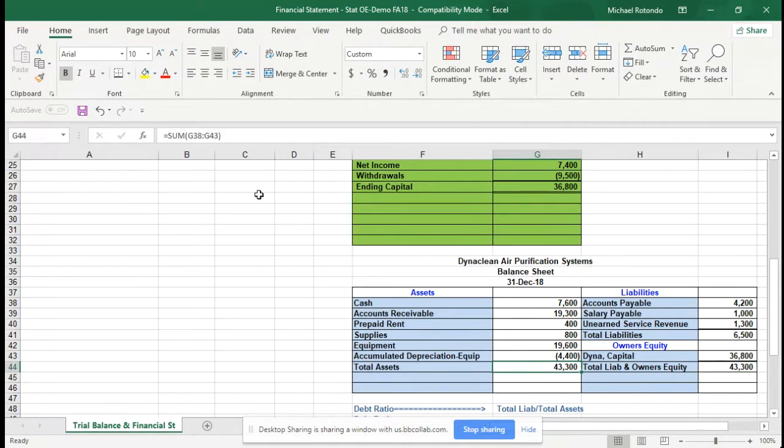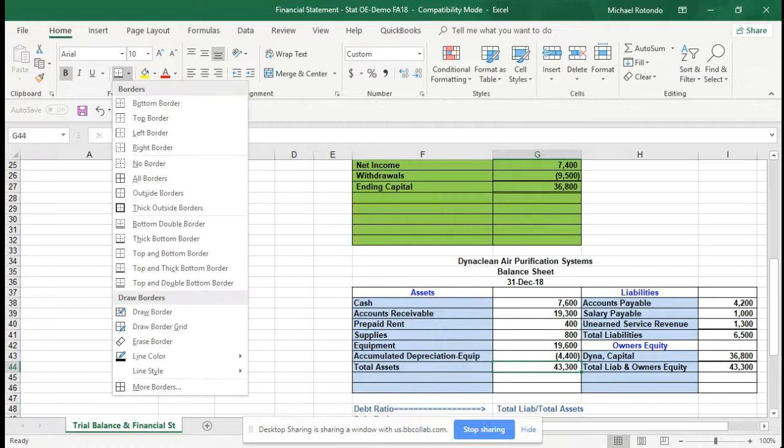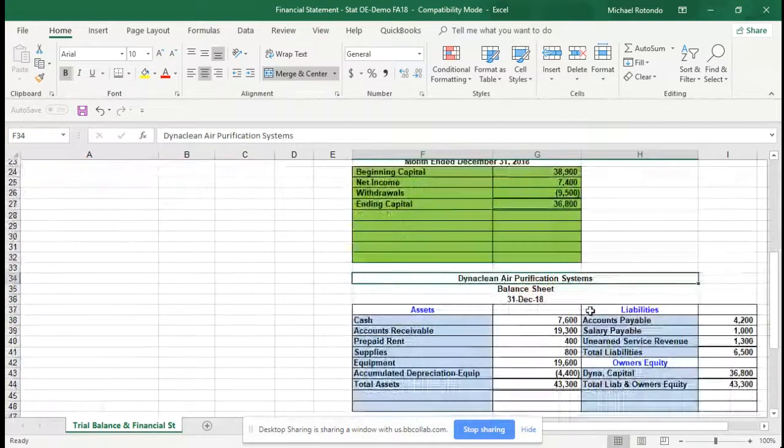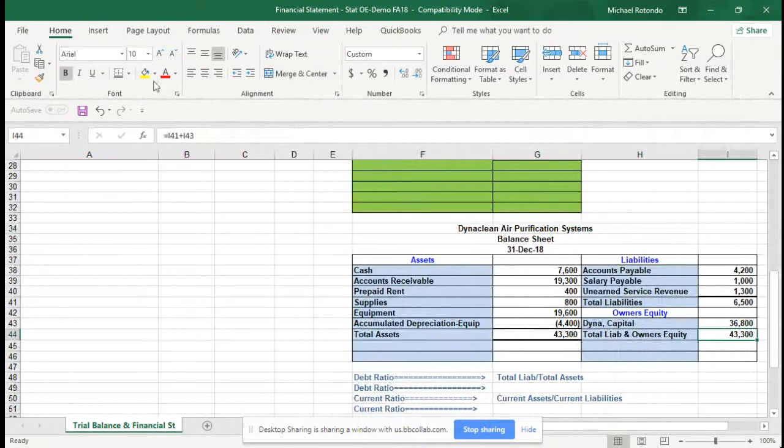Okay, so now we can do a bottom double border. This indicates that we're done. We did it on the other statements as well. This indicates that we're done and we're confident in our numbers. Okay, so that's the balance sheet.